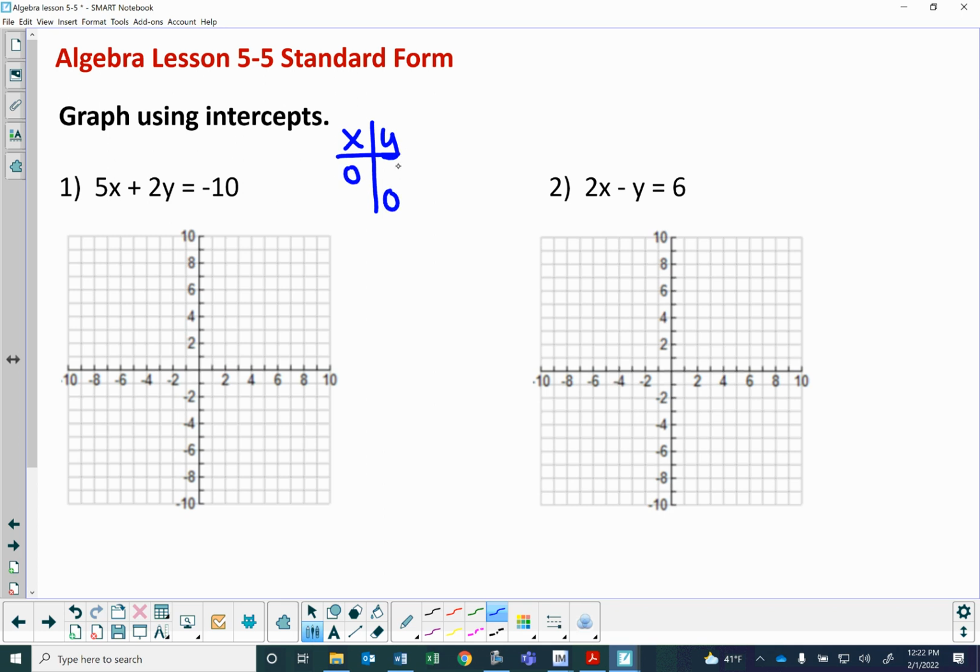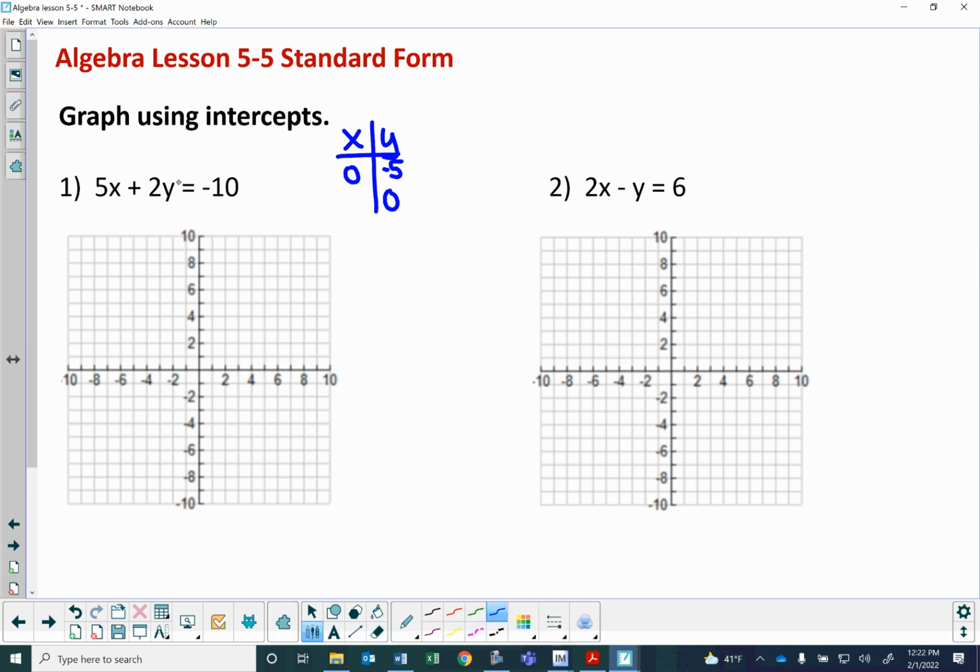X is 0, y is 0. If x is 0, that means it goes away. So I have 2y equals negative 10. Negative 10 divided by 2 is negative 5. Eventually, you should be able to do some of these in your head. If you cannot do them in your head, show the work so that you don't make a mistake.